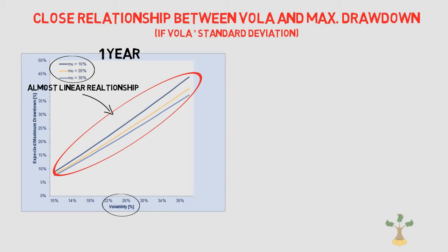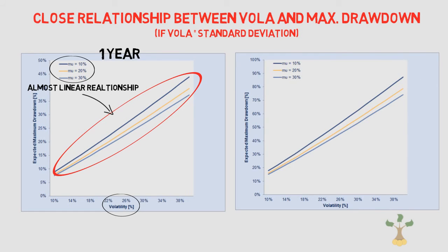Let's look at what happens if we increase the time frame to 5 years for the same portfolio. We see that the relationship between the volatility of the portfolio and the expected maximum drawdown is not linear anymore. This is to be expected since the portfolio value has more time to deviate significantly than in 1 year. We see that now the expected maximum drawdown is around twice the volatility.